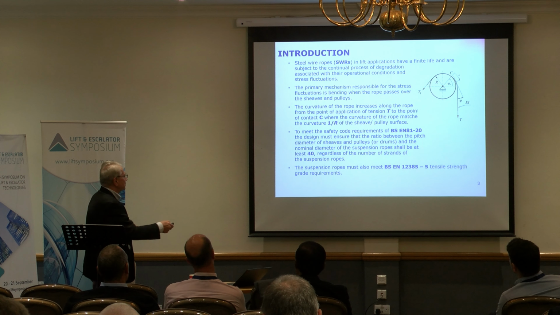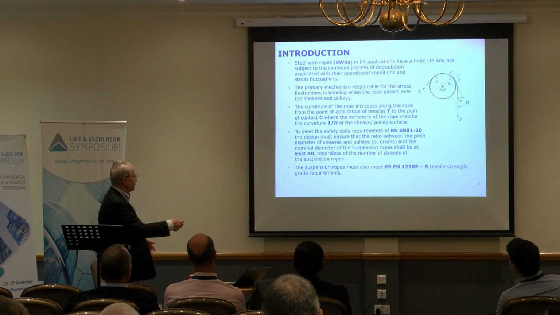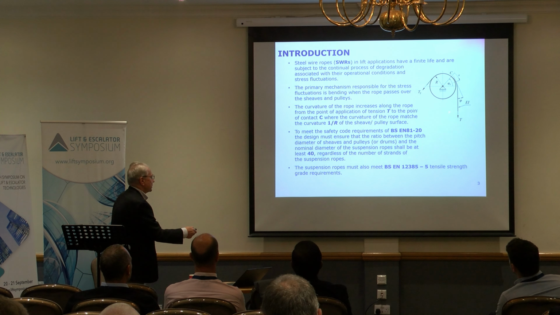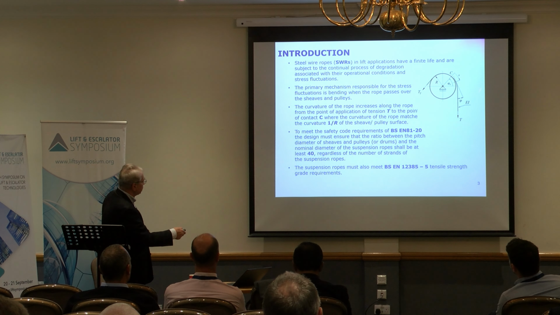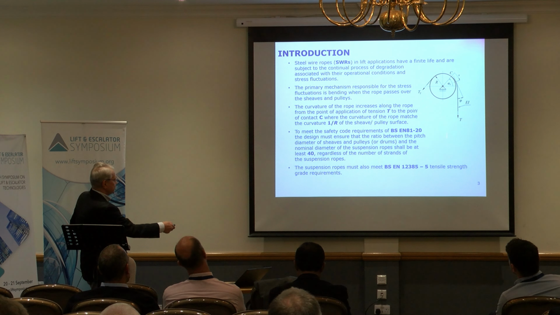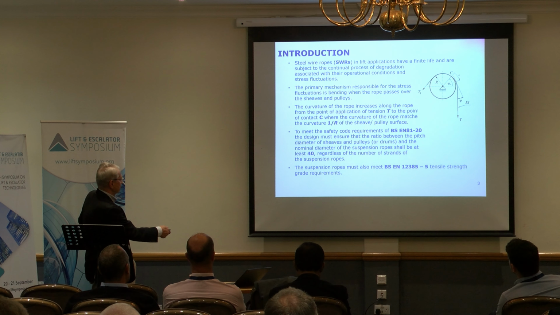There's a simple model here. There's a pulley or traction sheave, and there's a rope, with tension on both sides. So what happens when this rope is moving up and down, let's say up, then the curvature of the rope is changing from, okay, that's almost straight here.